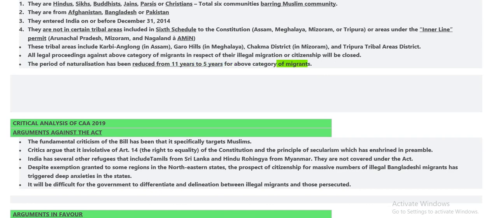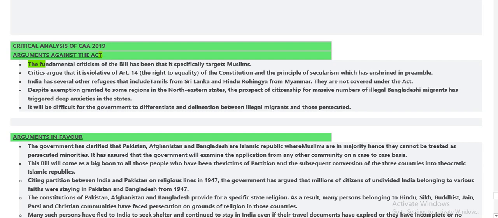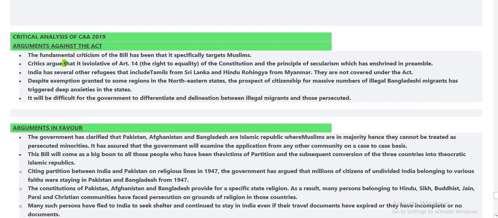All legal proceedings against above category of migrants in respect of their illegal migration or citizenship will be closed. The period of naturalization has been reduced from 11 years to 5 years for above category of migrants.